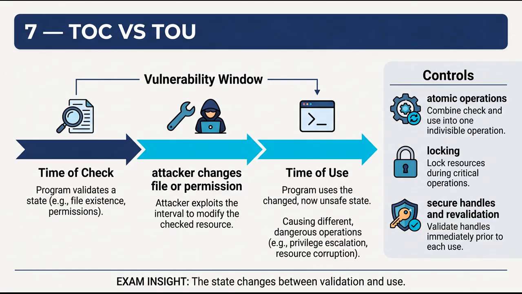On exam questions, identify the gap between validation and action. If the state changes during that gap, think time of check versus time of use. The best fix is not simply to check faster. The operations must be designed so another actor cannot substitute or modify the resource between them.